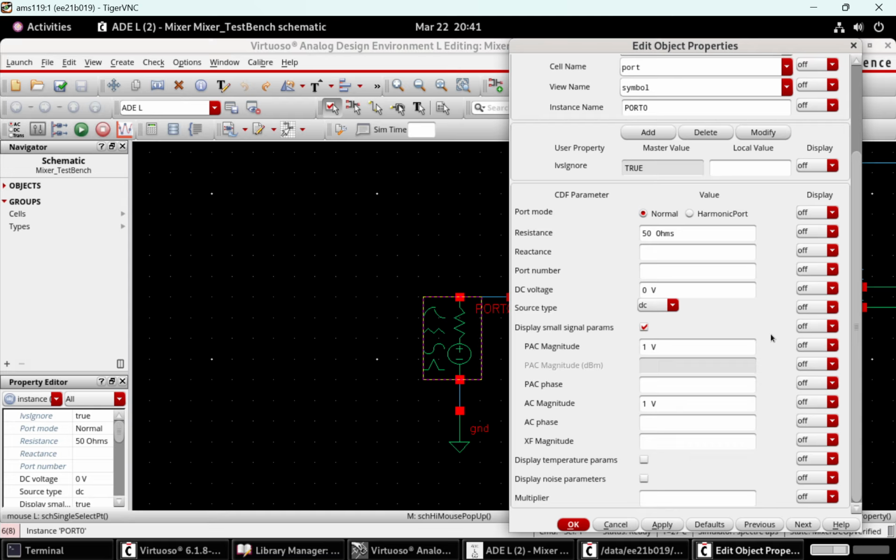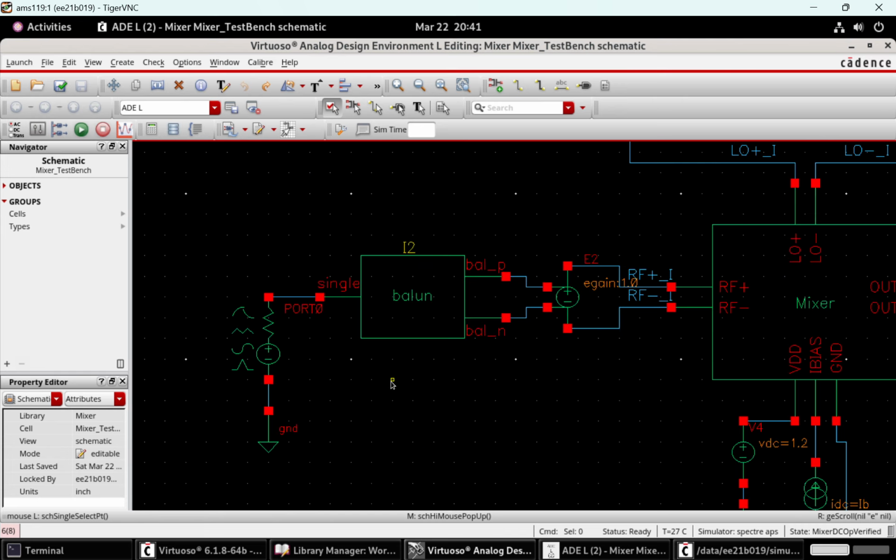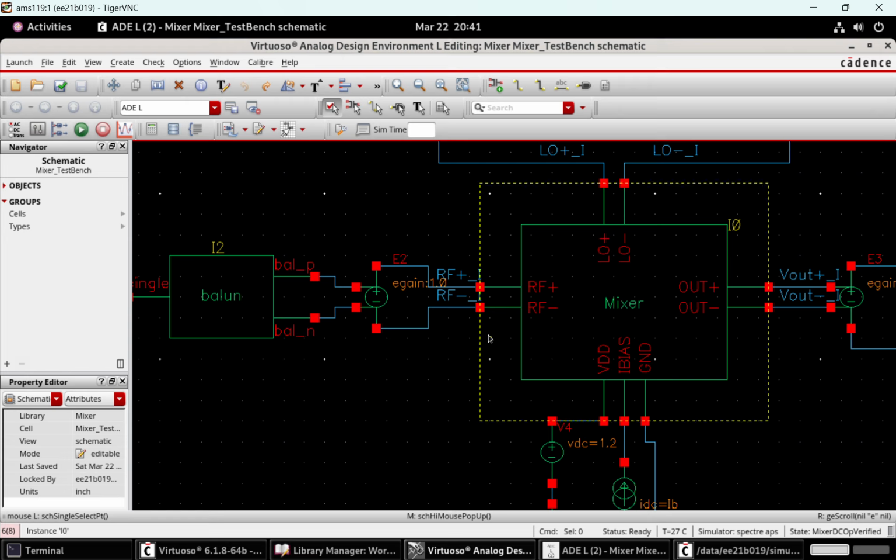The setup of the port is as follows. The port is set up in the DC mode, as we call, and is set to PAC magnitude 1 volt and AC magnitude 1 volt. The same thing applies for the Q port. And this RF signal is converted to its differential signal, similar to the LO, and is input to the mixer.